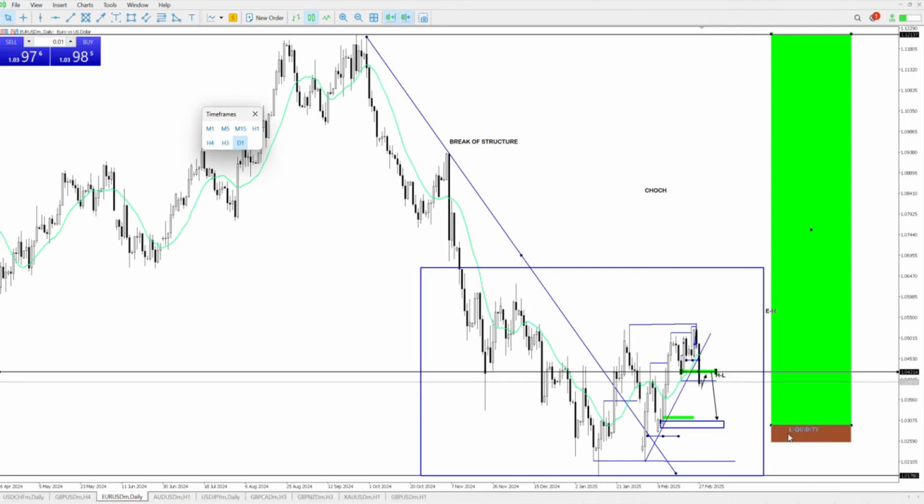EURUSD is a swing trade. It has already given the breakout confirmation. However, if you notice at this point, you have to be very careful. If you are taking this trade, here at this point should be 1.04214 to be your first take profit. That's if you are buying from this zone right here. And here should be your second take profit, around 1.05.